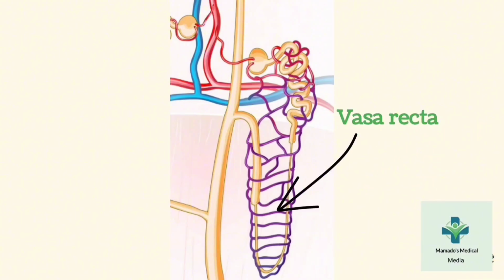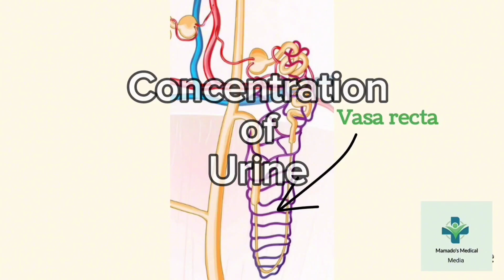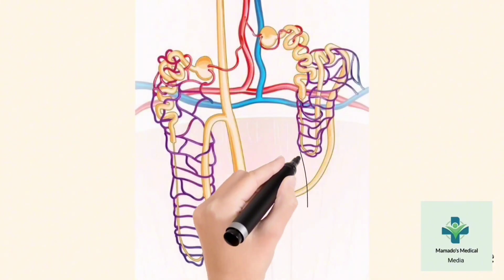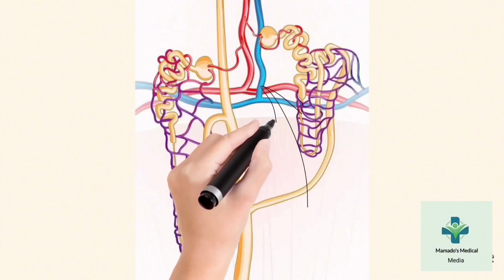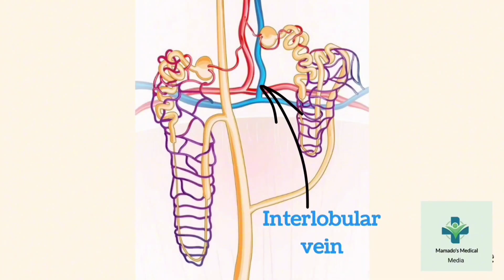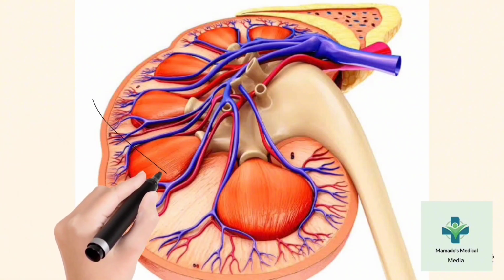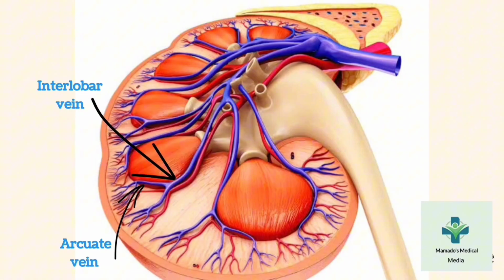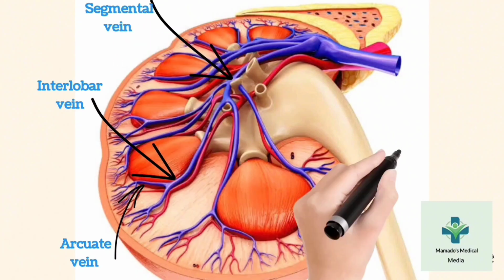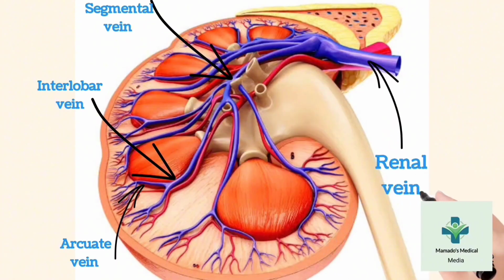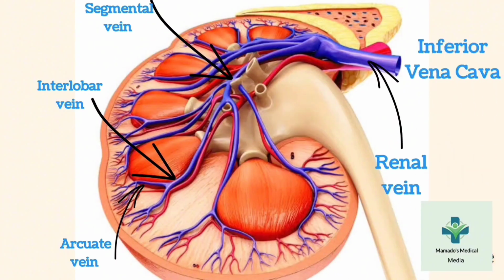The efferent arteriole forms long straight capillaries called the vasa recta, which dive deep into the medulla. These vessels are crucial for concentrating urine. After all this, the blood begins its return journey through interlobular veins to arcuate veins to interlobar veins, then into segmental veins, and finally the renal vein, which exits the kidney and rejoins circulation through the inferior vena cava.